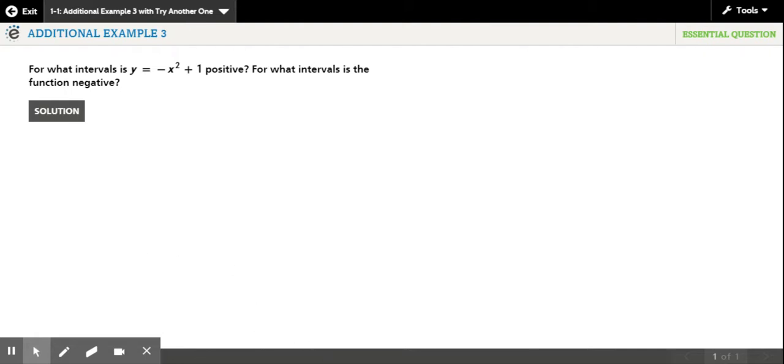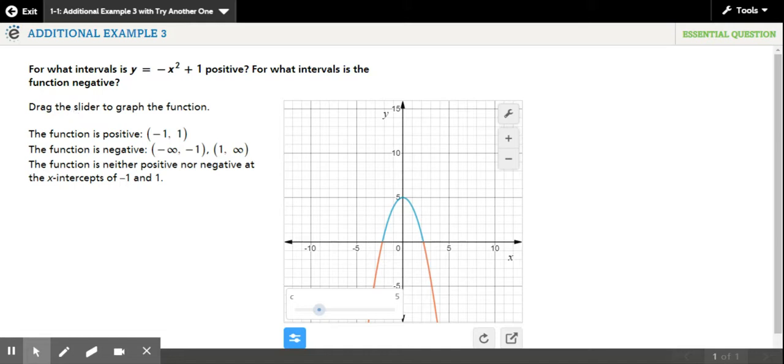So I'm going to graph that function, figure out what's in here. So you've got negative x squared plus 1. Oh, I'm sorry. It is asking for both positive and negative. So for positive, looks like it's between negative 1 and 1. And then for negative, it would be negative infinity to negative 1, and then 1 to infinity. Okay. And again, that's what we're seeing here.